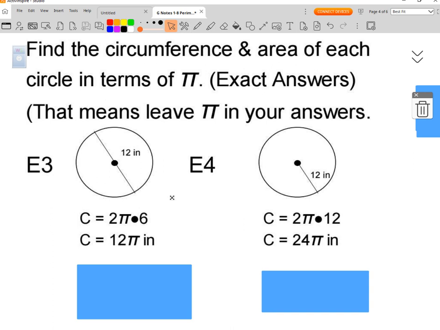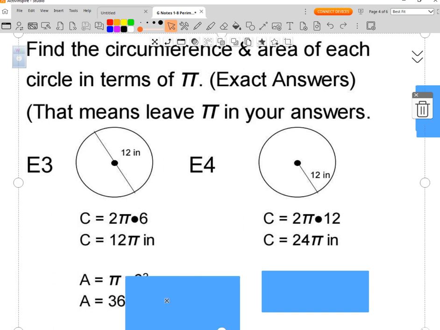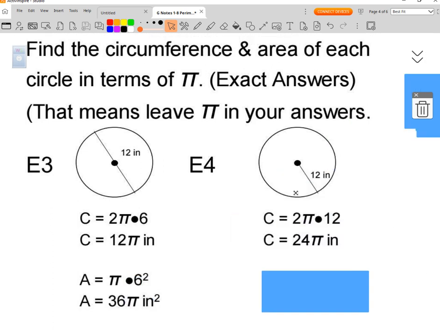All right. Finding the area, we always use the radius. If they give us the diameter, we have to know that the radius is half the diameter, and so we're going to plug in pi times the radius squared. And so the area of this circle is 36 pi square units. In this case, it's inches, so 36 pi inches squared.